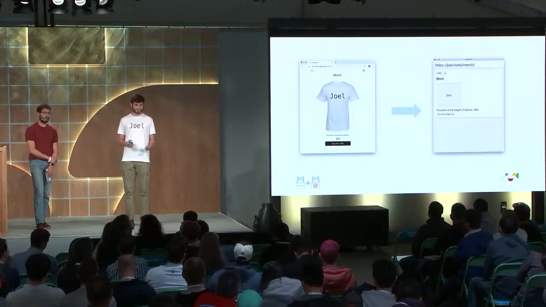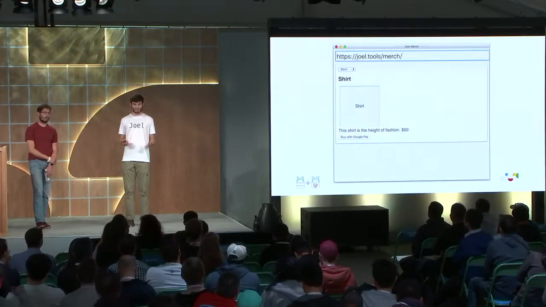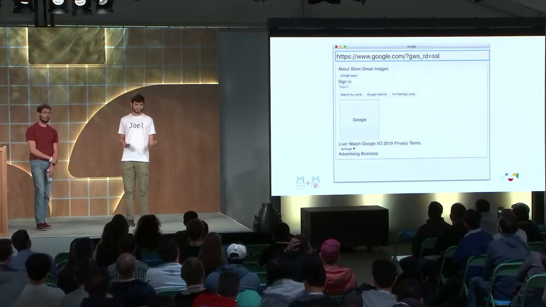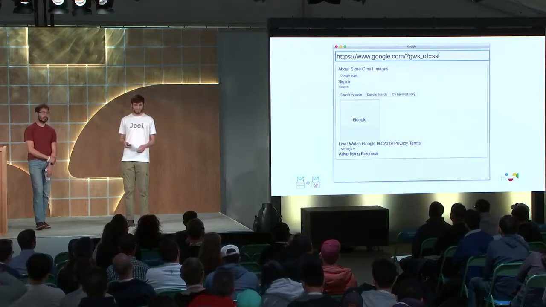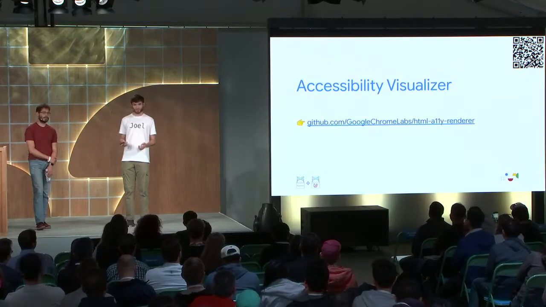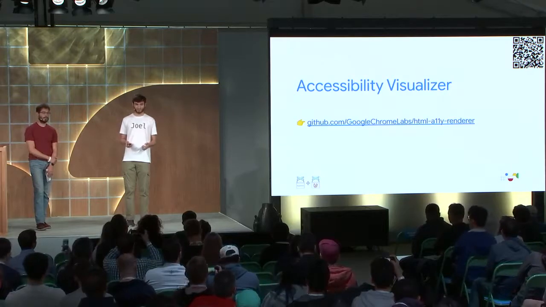So here's my merch site, and it's actually its own web browser. You can navigate to any site and see its accessibility tree rendered as its own web page. So here's Google, and you can try your own sites and make sure that they look how you would expect them to look. You can find the accessibility renderer on GitHub, and of course, you can get your accessibility trees through Puppeteer.